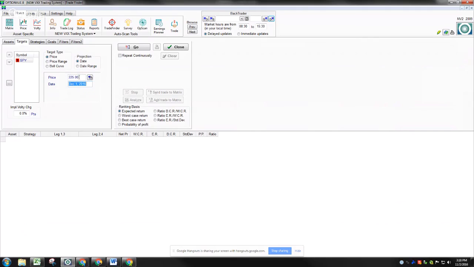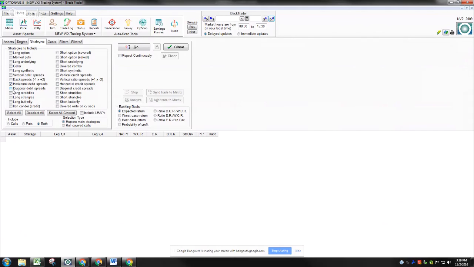This is where you are anticipating, based on some technical analysis or an analyst that you are following, that the price is going to be at that date and time. You can pick some different strategies if you want to. Let's just say long option, because this is bullish, and we'll say vertical debit spreads, and we'll do those 3. But you could select all of these strategies. These are bullish and these are bearish strategies.